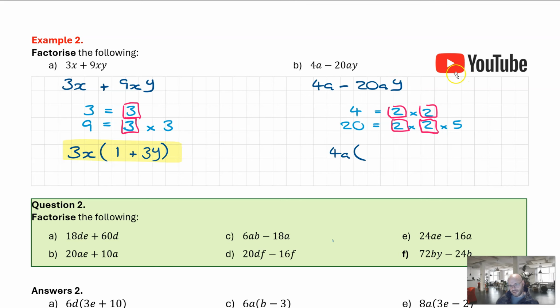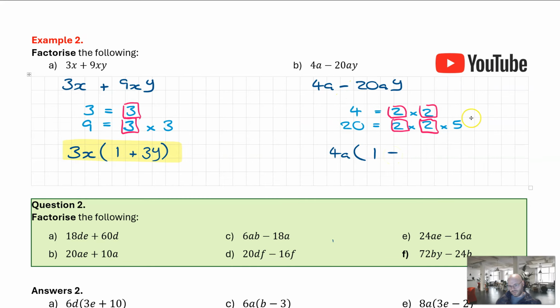Open the bracket. The 4 has had all of its factors used up, the 2, and the a, so we're going to do a placeholder of 1 again. Instead of a plus, we're going to go minus because we have a minus here. So the minus transfers down. And then finally, we have a leftover 5 and the leftover y.